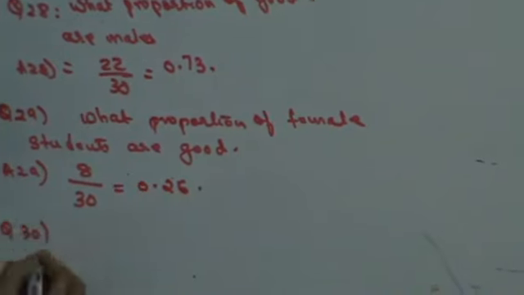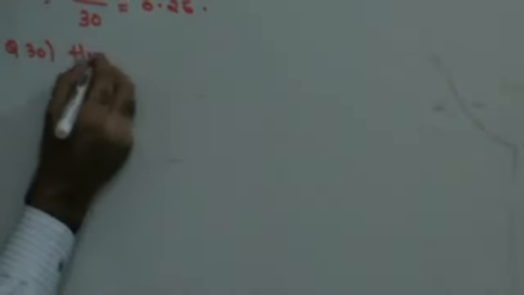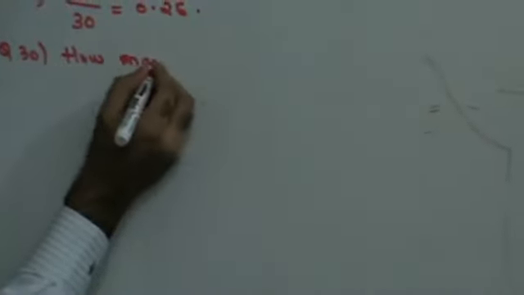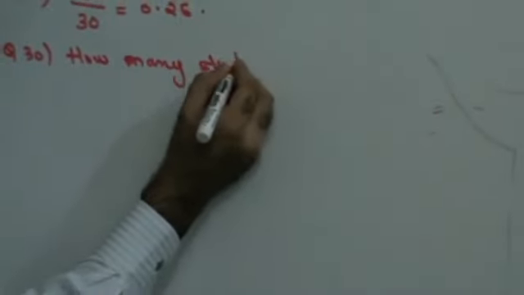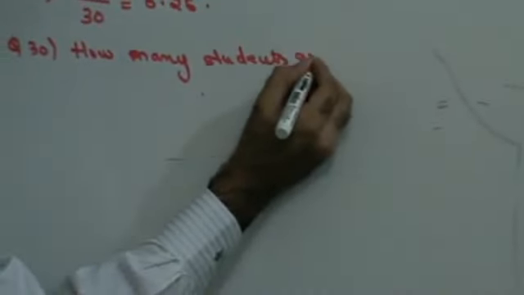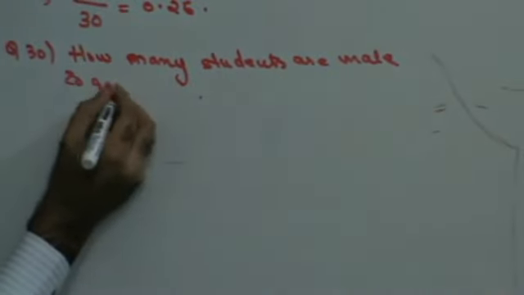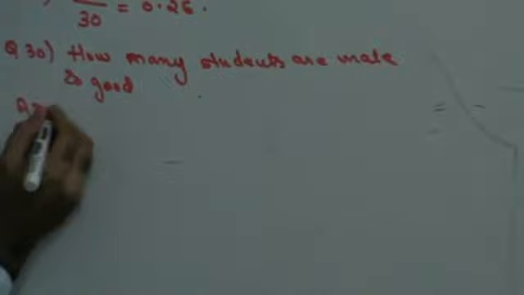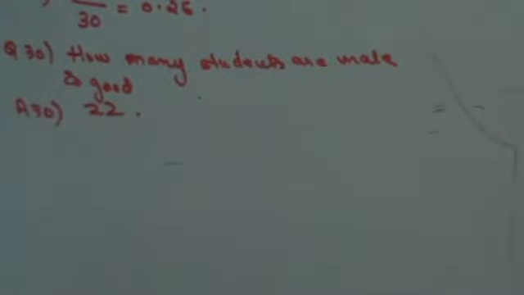Question 30. How many students are both male and good? Male and good. 22 students are males and good.